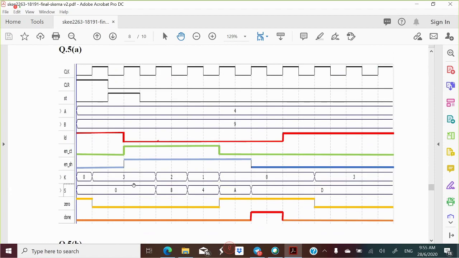Serial adder. So you see 0. What is the question? 4 plus 9. 4 plus 9, the answer is 13. 13 is D. Right, D here.